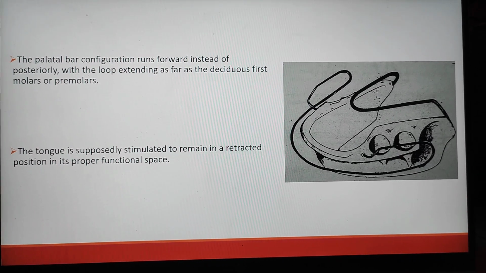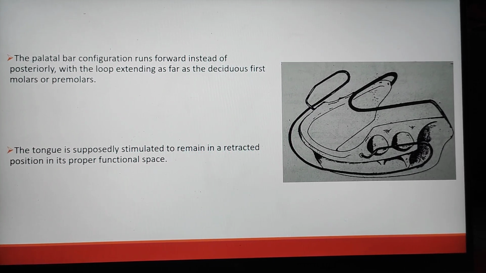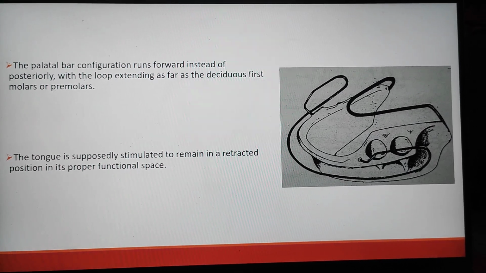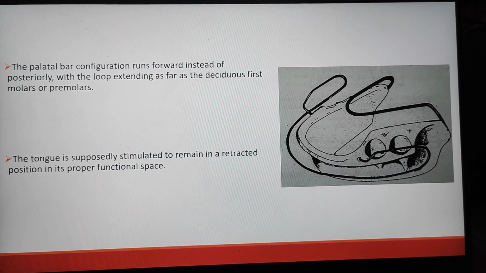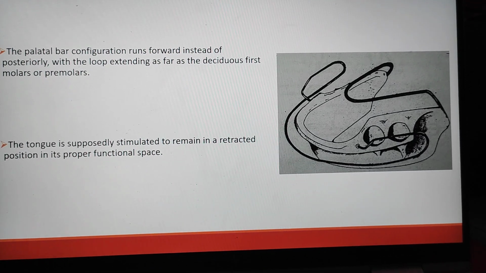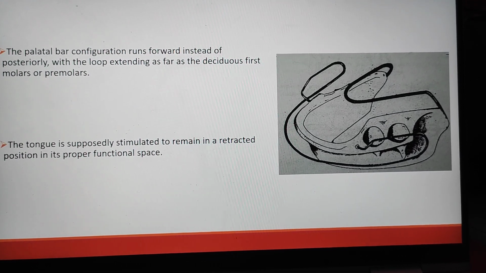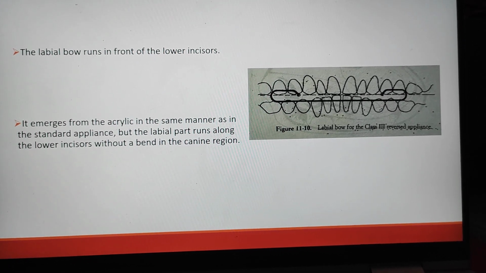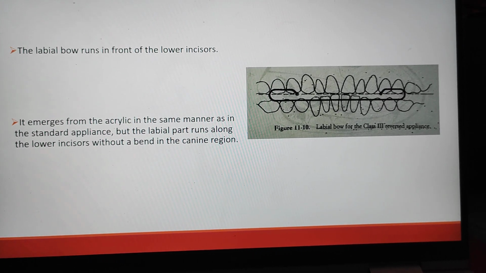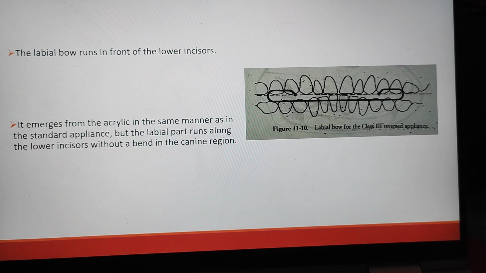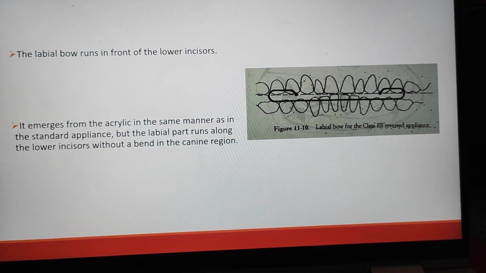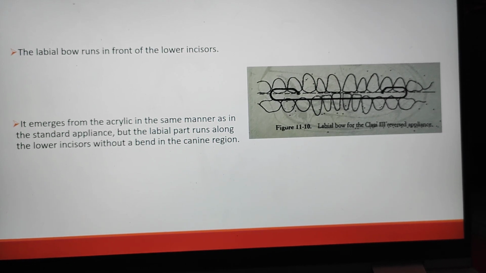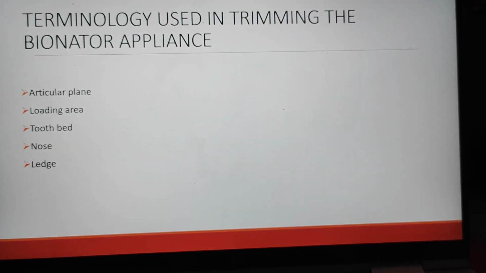This will guide the tongue in a more posterior and upward direction, hence correcting the class 3 malocclusion, and the tongue is supposedly stimulated to remain in a retracted position in its proper functional space. The labial bow design in this scenario is that it runs in front of the lower incisor. It emerges from the acrylic in the same manner as that of the standard appliance, but the labial part runs along the lower incisor without the oblique bend up to the upper canines.